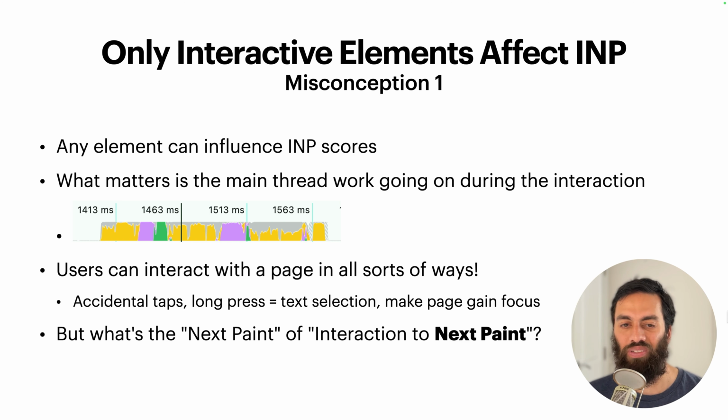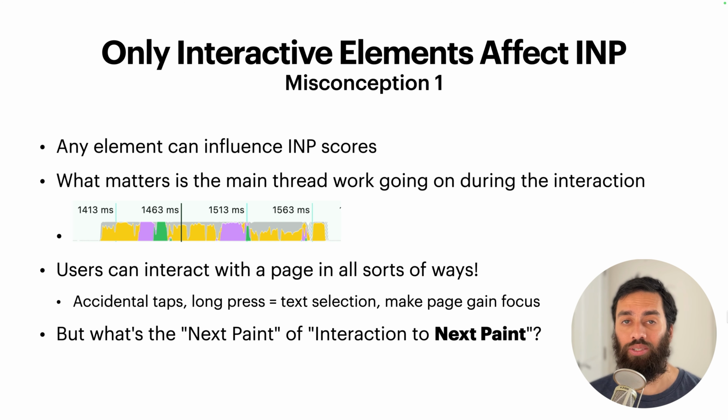That's out of scope for this video, but the key thing here is an interaction might coincidentally coincide with some activity that was happening in the background or on the main thread. If it does, that background activity can indeed block the interaction, causing a poor Interaction to Next Paint score.